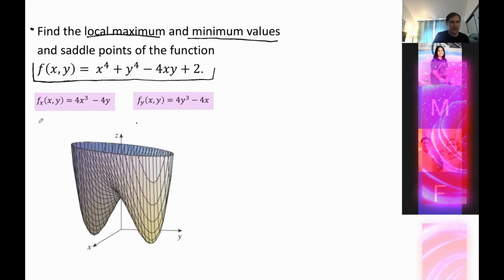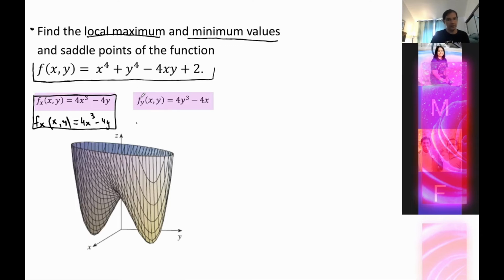So I have to compute the x derivative of my function f(x, y). Let's compute it together. The derivative of this is 4x cubed. The derivative of y cubed with respect to x is 0, and then minus 4xy: the derivative of this portion with respect to x is negative 4y. So this is my x derivative of the function.